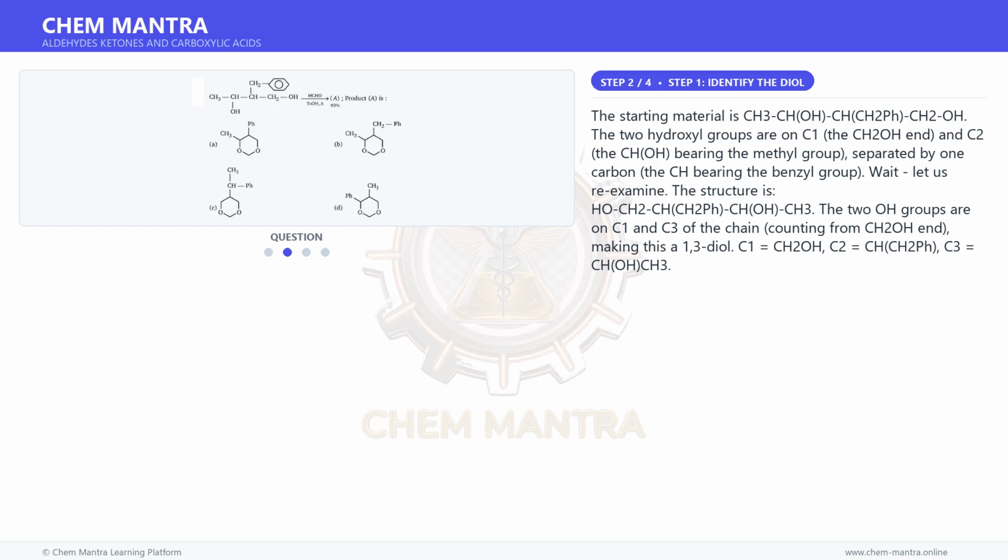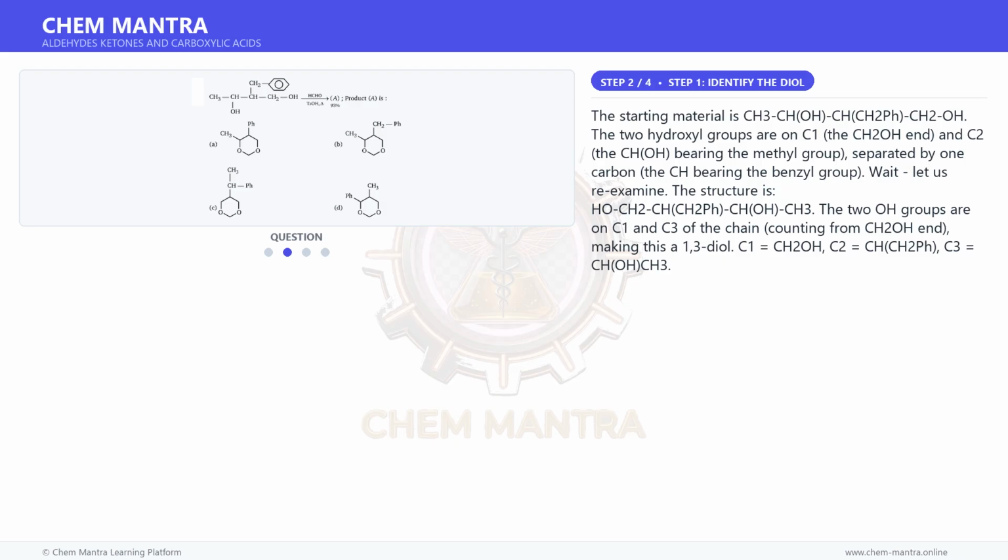Moving on to the next step. The starting material is CH3CH(OH)CH(CH2Ph)CH2OH. The two hydroxyl groups are on C1, the CH2OH end, and C2, the CH(OH) bearing the methyl group, separated by one carbon, the CH bearing the benzyl group.